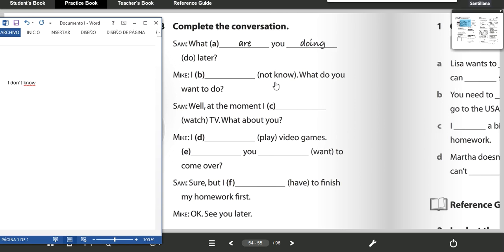What do you want to do? Well, at the moment, look, watch TV. Is it on purpose or could it be a state? On purpose, because you are watching, observing. And it also says action of the moment. The present continuous is for actions of the moment, temporary situations and future arrangements. Okay, so I am watching TV, and this is it.